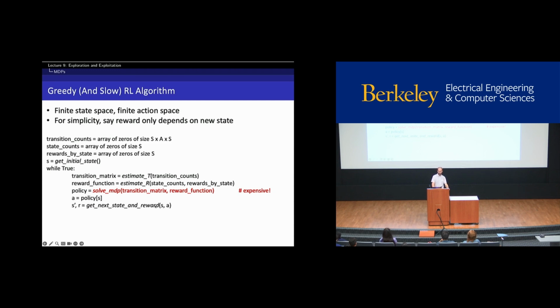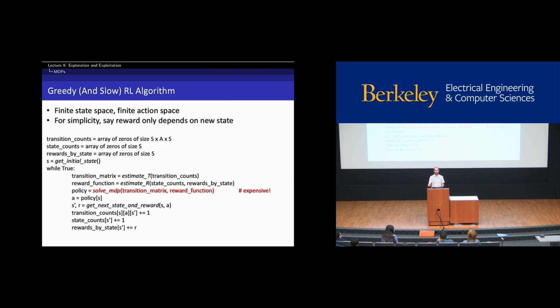Then we take the action from that state and submit it to our environment. The environment gives us back a new state and a reward, and then we tell our data sets what we've learned: that we've just taken that transition, that we've just entered that state, that we've just gotten that reward, and then we repeat forever. So that would be the greedy RL algorithm, essentially, in a finite state space with finite actions.